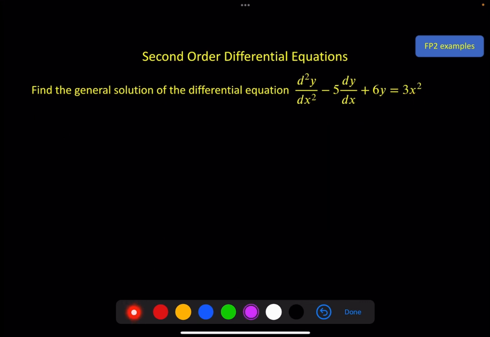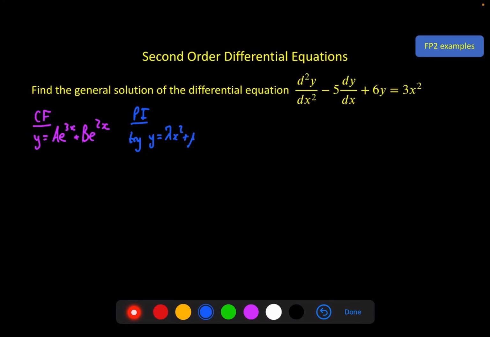So here, our complementary function is still going to be Ae^(3x) + Be^(2x) because the same coefficients are here. But the particular integral here is a quadratic. So for our particular integral, I'm going to try y equal to a general quadratic, λx² + μx + ν. And if we do that, the first derivative is 2λx + μ, and the second derivative is equal to 2λ.